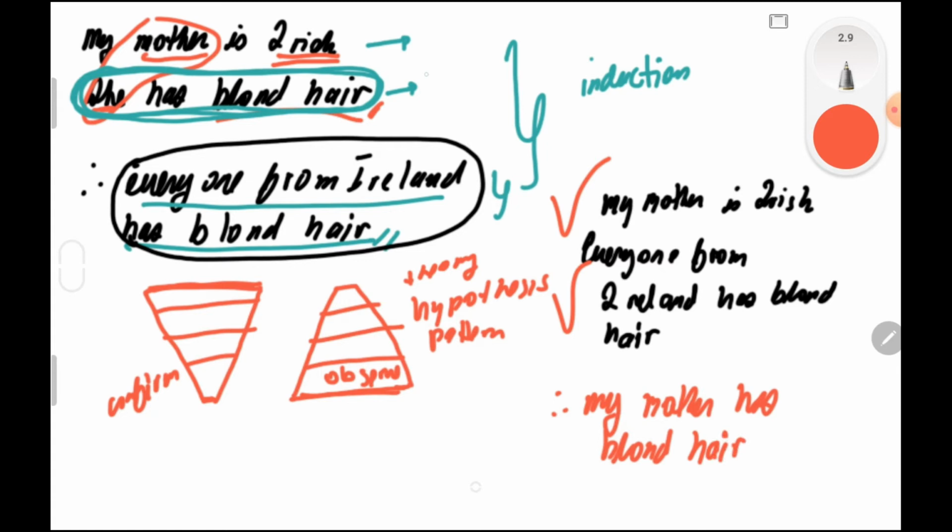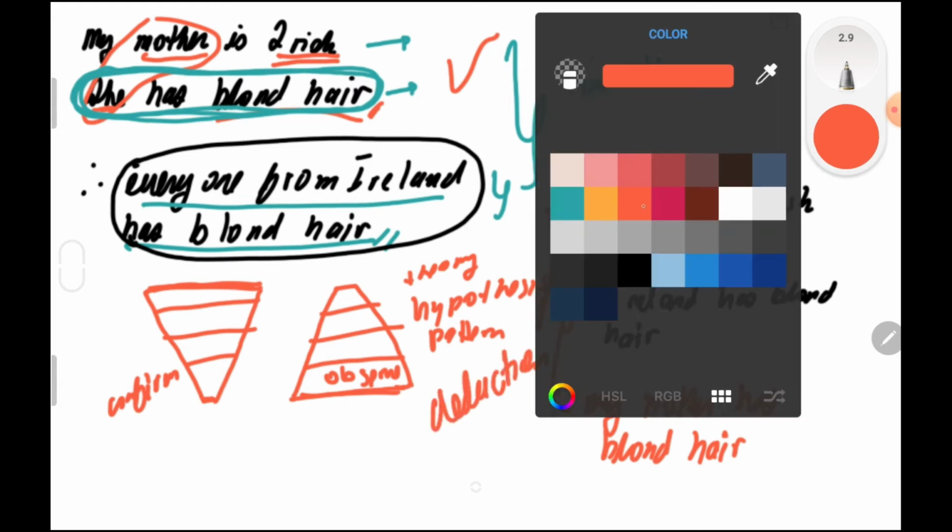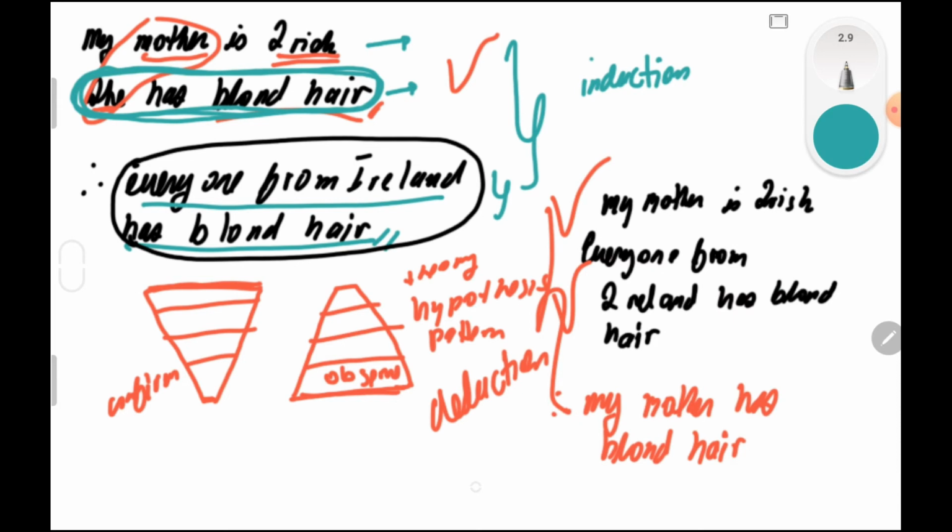Okay? So, this type of reasoning is induction, and this will be deduction. Okay? So, with induction, aside from the pattern and the general conclusion from repeated events, it is also drawing of conclusion from observation. So, you draw a conclusion here based on what you have observed, that your mother has blonde hair.